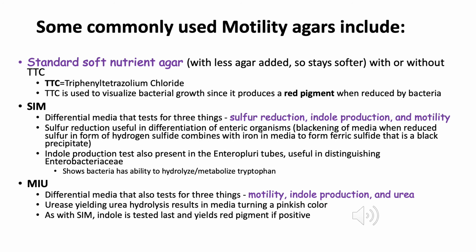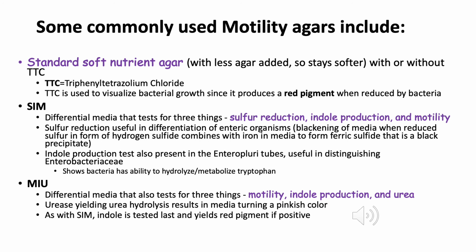And that can be made with or without TTC. TTC is triphenyl tetrazolium chloride, and that is used to visualize bacterial growth since it produces a red pigment when it's reduced by bacteria. So that can be added to the agar when you make a soft nutrient agar. And then the other two types are SIM and MIU. Those are two other differential media.